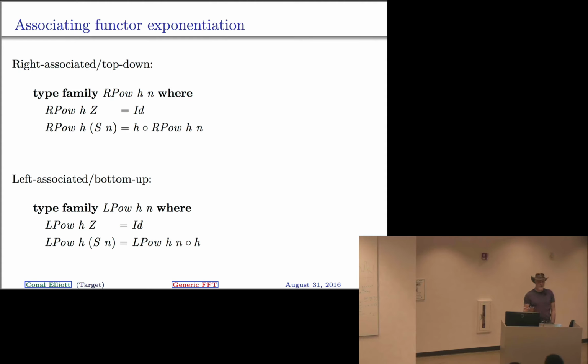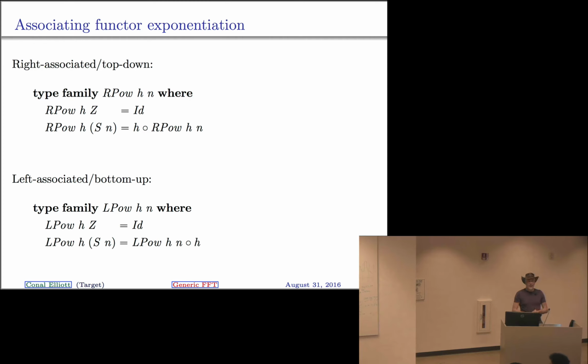Oh, that's nice. We have an identity functor. Let's use it there. And what's h to the 1 plus n? Okay, it's going to be h composed with h to the n. I'm going to compose on the right in this case. Now for left associated, it's exactly the same thing, except we're going to associate on the left. So h to the n plus 1 is going to be h to the n composed with h to the 1. H.